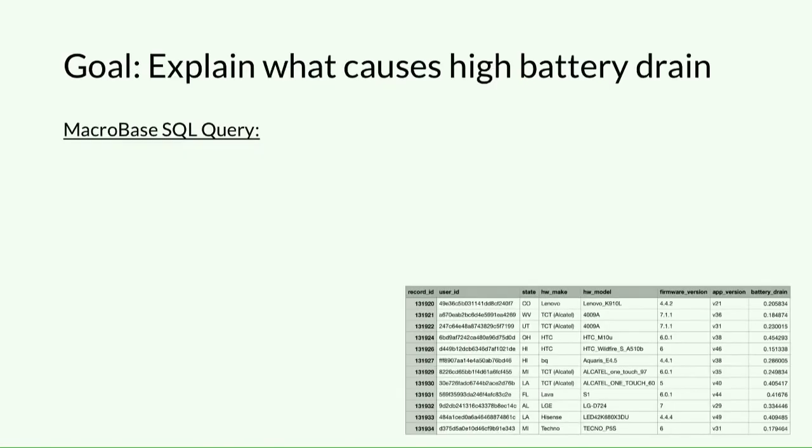So this is how MacroBase works at a high level. The goal here is to explain what's causing the high battery drain. The way you do this in MacroBase is you write what's called a MacroBase SQL query. We've built an engine that functions like SQL. It functions like an OLAP database, but it has some MacroBase-specific tweaks that let you express queries in a pretty easy way, but give you a lot of interesting results that a normal SQL database wouldn't give you. So let's build up a sample query that illustrates how you would use MacroBase.